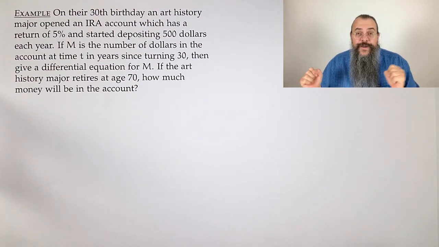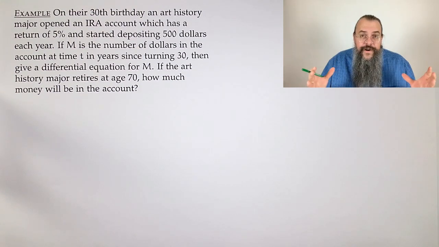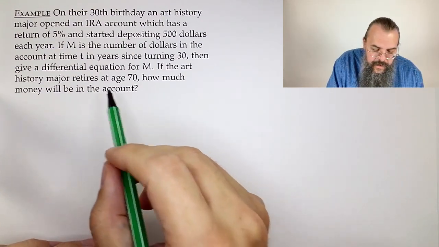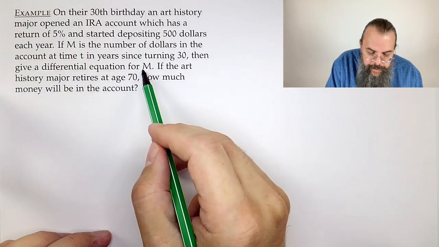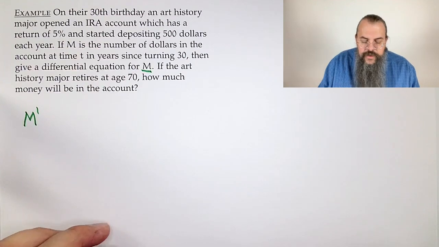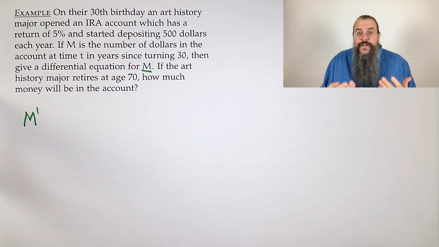Okay, so when we're talking about differential equations and setting it up, the way I like to go through the process is to say, okay, there's a derivative involved, and so we're really looking at how something changes. So in particular, we want to give a differential equation for M. So it says, all right, I want to know how does the money change. So there's this retirement account, and the question is, how is money changing?